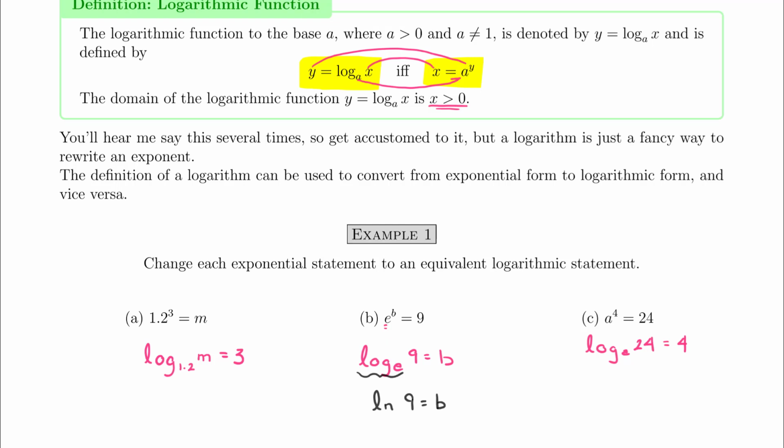Something else I want to point out real quick is that if the log base is not expressed, so in this case you see that it's 1.2 and here it's a, if that's not given to you, that base is always assumed to be 10. So if it's a natural log, the base is e. If the base is not expressed, then we assume it to be 10.